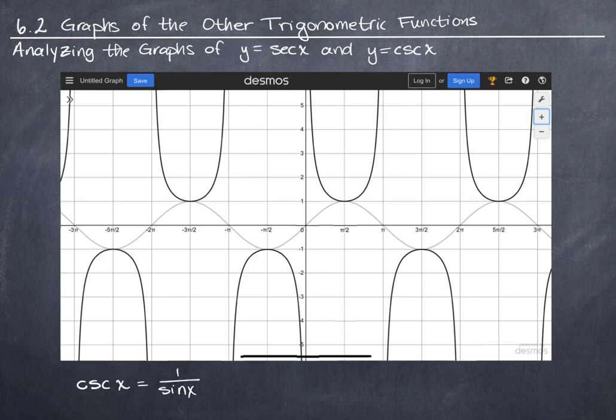And our next topic is about graphing variations of secant and cosecant.